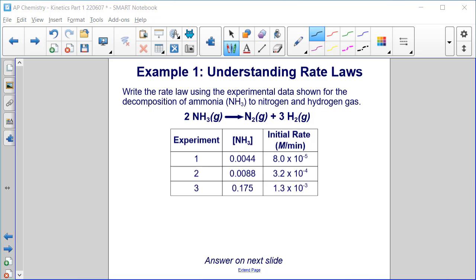Example 1, understanding rate laws. Write the rate law using the experimental data shown for the decomposition of ammonia to nitrogen and hydrogen gas. So we see this reaction, 2NH3 produces N2 and 3H2. Then we have 3 experiments with 3 different initial NH3 concentrations and 3 different initial rates.